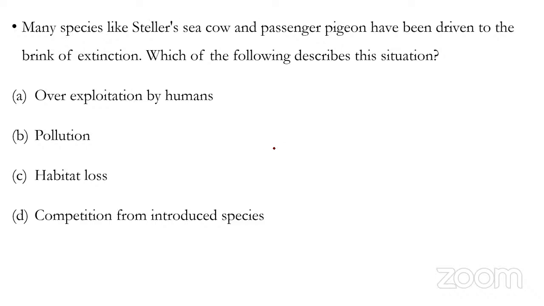Next one. Many species like Steller's sea cow and passenger pigeon have been driven to the brink of extinction. Which of the following describes this situation? Both of them are examples of over-exploitation. Passenger pigeons, just like the pigeons that we find around us, were in European countries and were hunted down for their flesh, for eating.